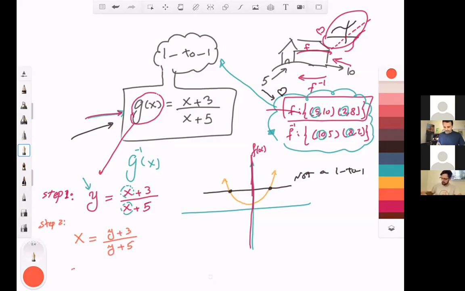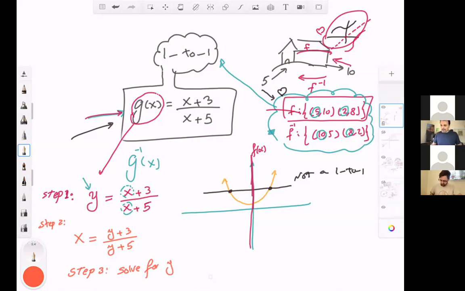All right, Elizabeth? Step 3. This is it. So step 1 was no problem. Step 2 was just switching x and y. Step 3 is a little challenging. We need to solve for y. So now it's algebra.